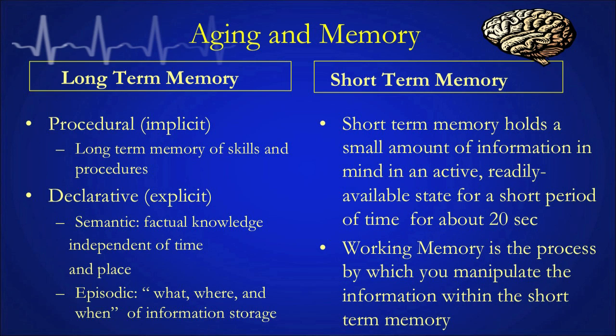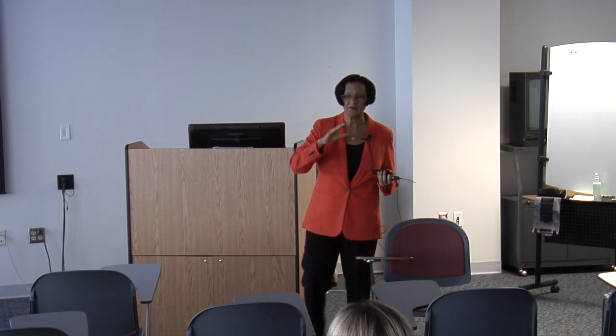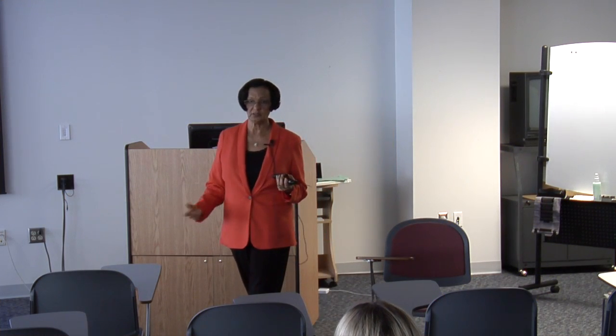Now, the other type, the explicit memory, is of 2 types. One is semantic memory, which is factual knowledge independent of time and place. This is something like the facts that we have learned, some of the medical knowledge that we have, so that you are able to retain that. And then the other is episodic memory, which is related to what, where, and when. This is the memory which fades somewhat with aging.